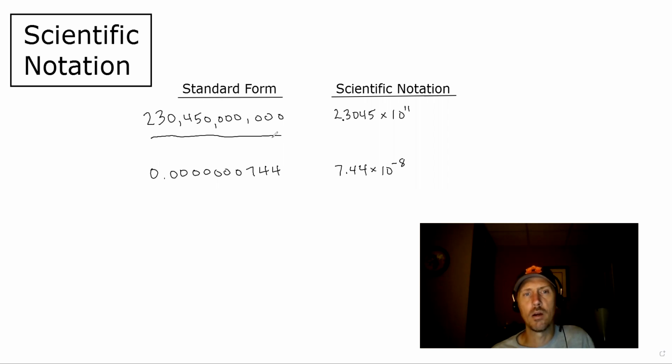So take, for example, this number here. It's 230 billion, 450 million, and you've got all these zeros after. It's really long to write all that out. Look at the scientific notation version, so much more compact, so much easier to read. We don't have to count zeros and make sure we know how many there are exactly. So that's why scientific notation is so handy.